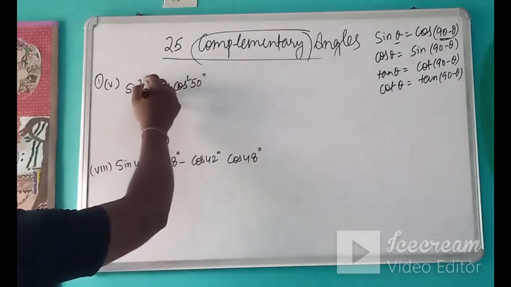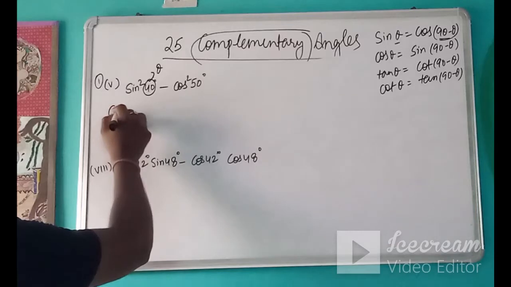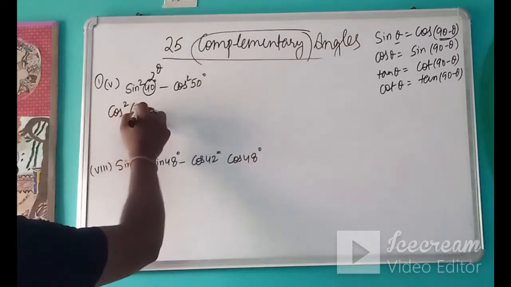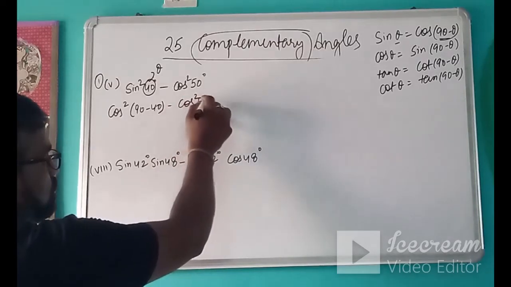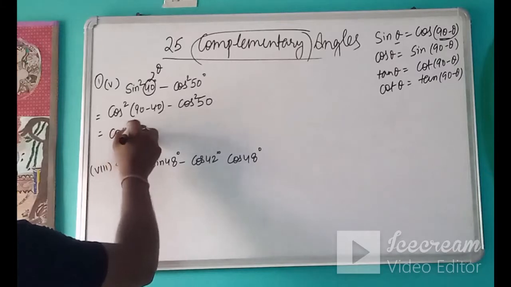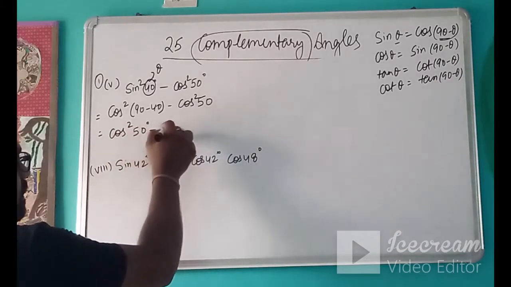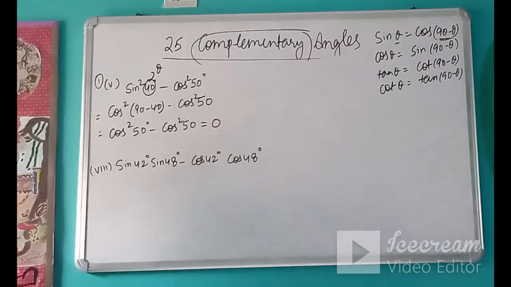Again pay attention, this is your theta. Okay, remember this. So we will replace it like this, cos square 90 minus 40. So that means cos square 50 degree minus cos square 50 degree. What will you get as the answer? 0. Okay.